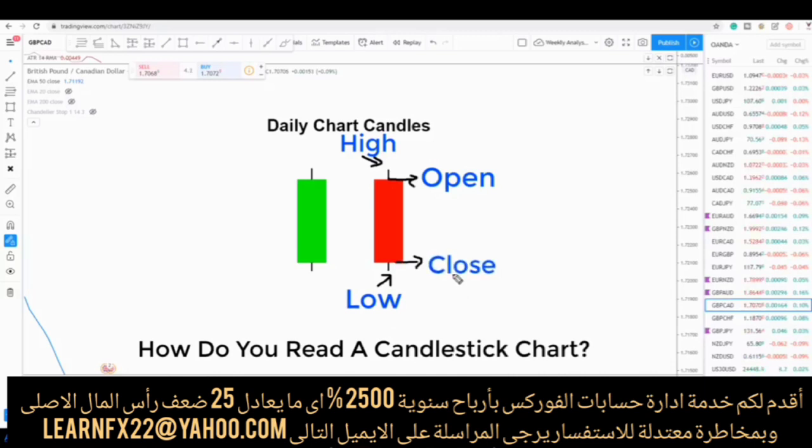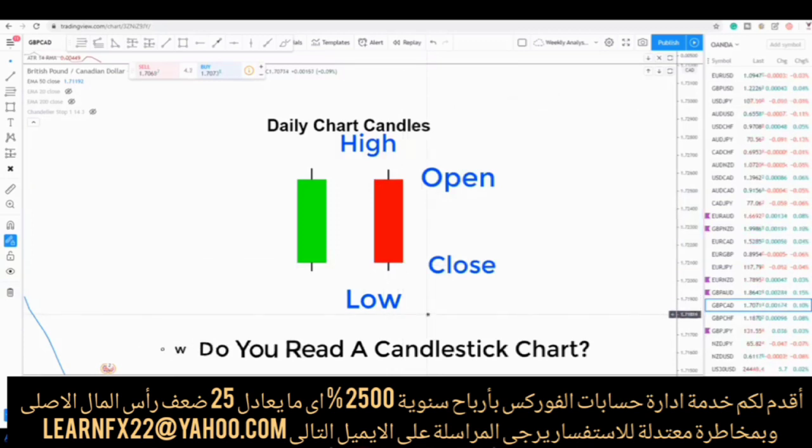So in the representation of this candle, what we would have seen if we were watching this on a daily chart is this candle would have opened here. It then would have pushed up to the high and then pushed all the way down to the low, and then eventually pushed back up to close that 24-hour period right there at the bottom of this red candle.